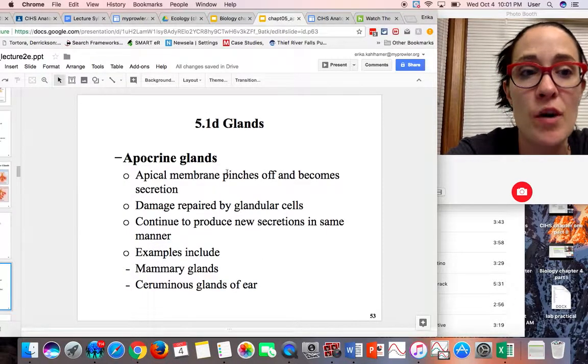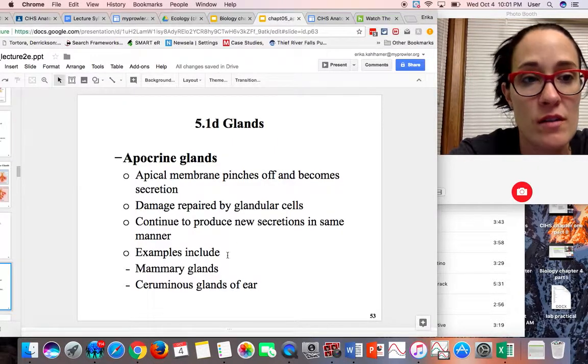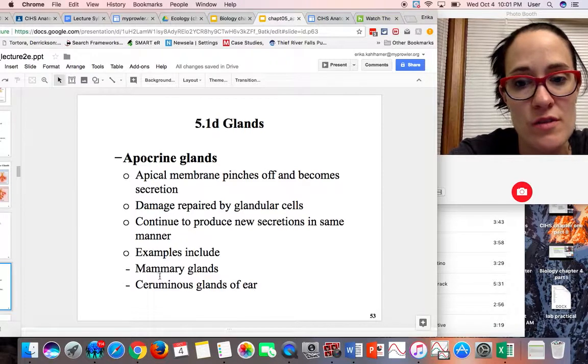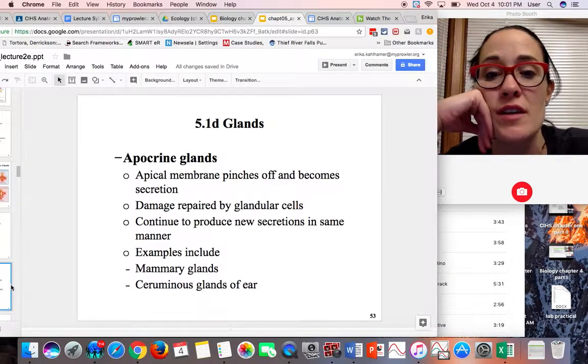Apocrine, essentially parts of the cells are coming off, like your mammary glands producing milk. In that milk is actually parts of certain cells. Ceruminous glands are your glands in your ear that produce earwax.